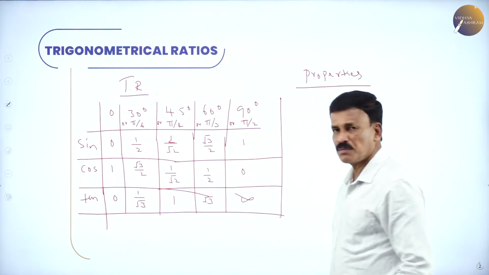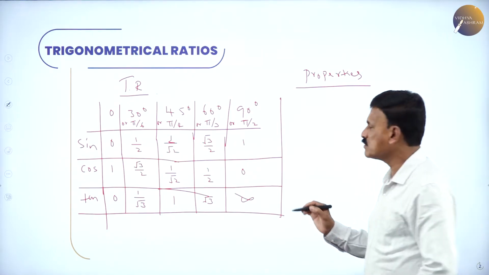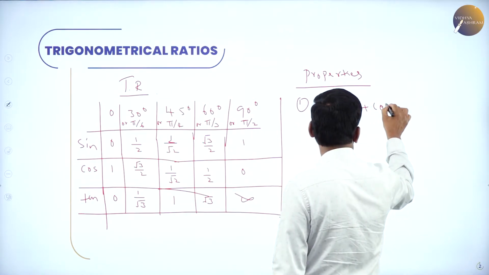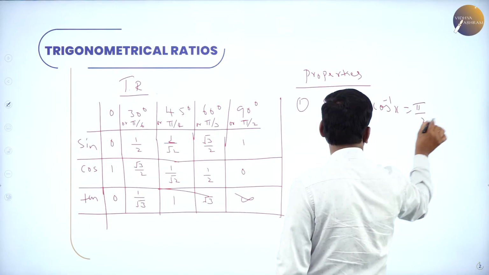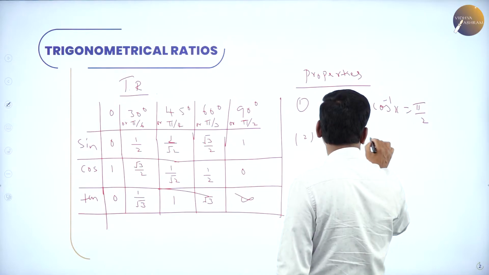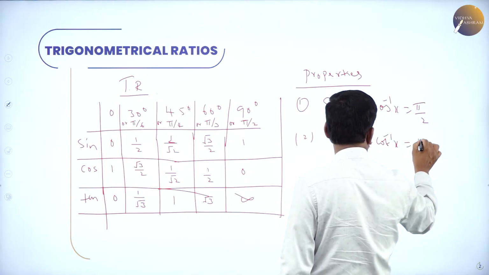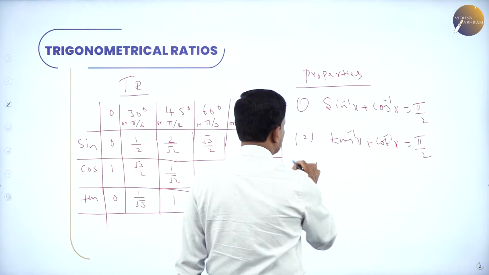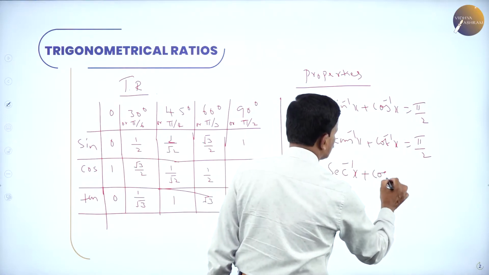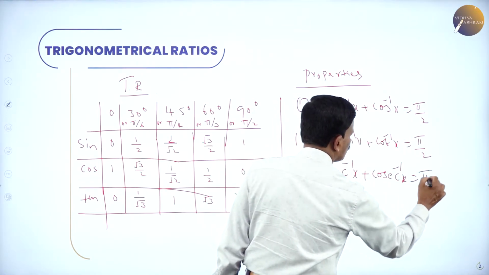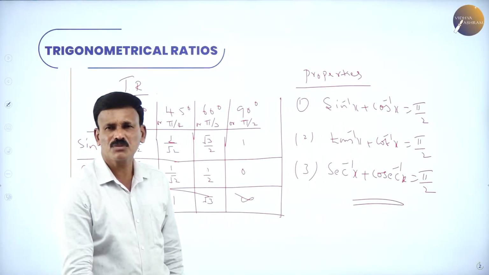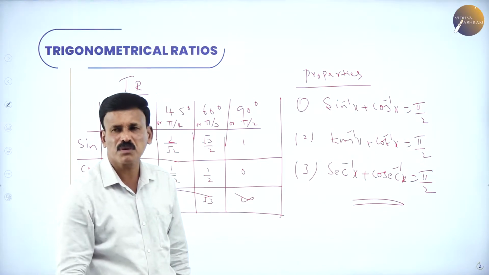So, the three important properties which we are going to study are: the first one is sine inverse x plus cos inverse x is always equal to pi by 2. Then tan inverse x plus cot inverse x is also equal to pi by 2. And the third one: what is left over is secant inverse x plus cosecant inverse x is also equal to pi by 2. So these are the three very important properties. Based on this, I am going to solve the problems. I will give the proof for these properties also.